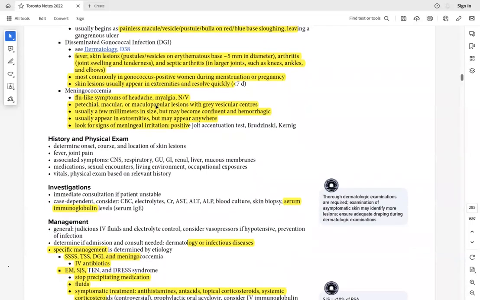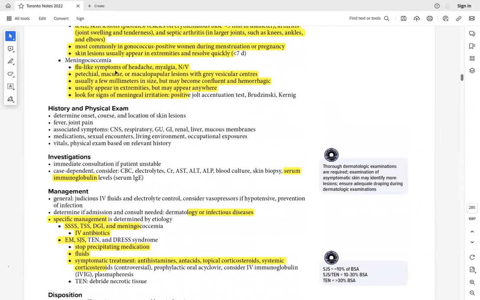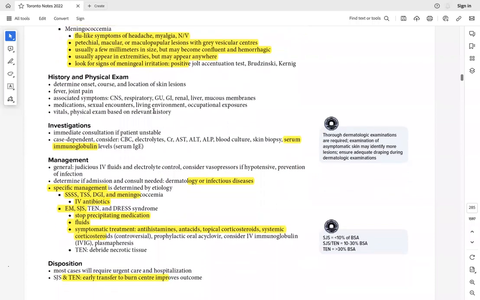Then meningococcemia, with a history of headache, flu-like symptoms, nausea, vomiting, and a rash all over the body. After taking the history and physical examination, in all of these, mostly they will give you the pictures. This is the picture. What is the diagnosis, or what is the treatment? This is what they're expecting from you.